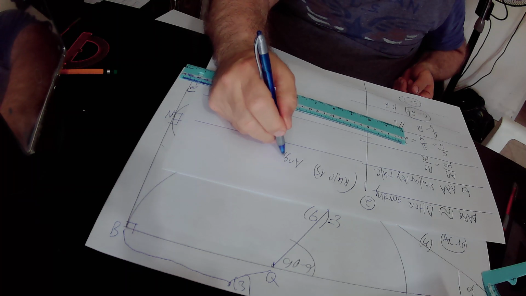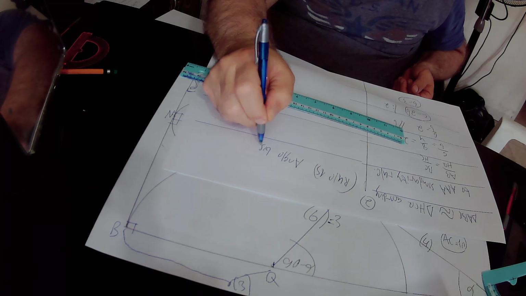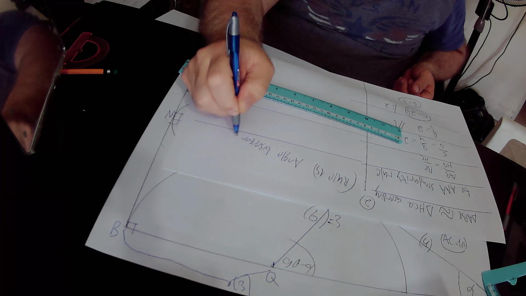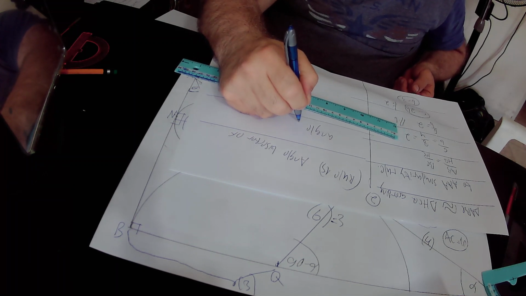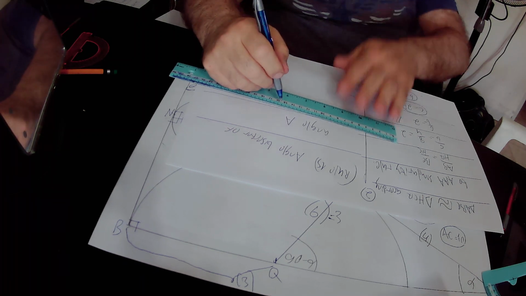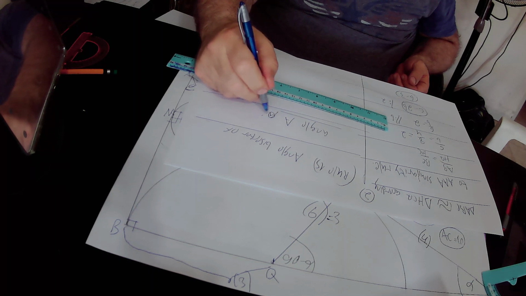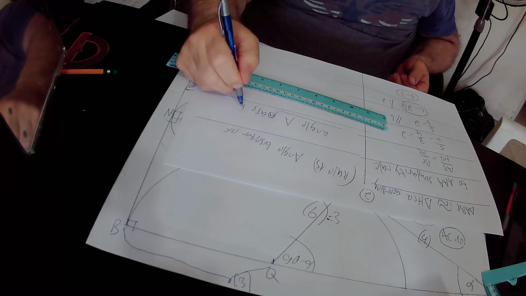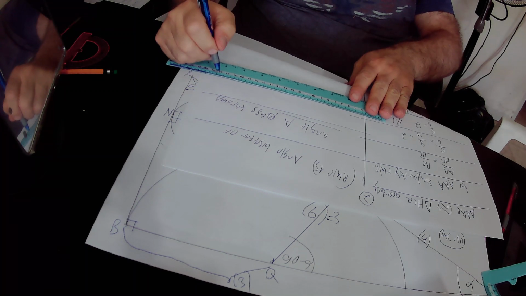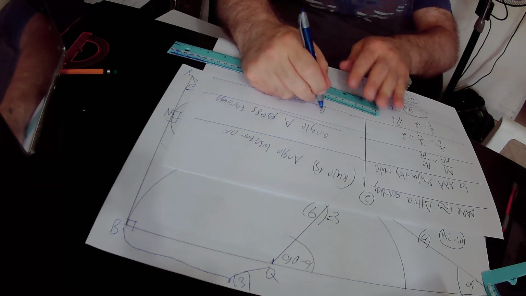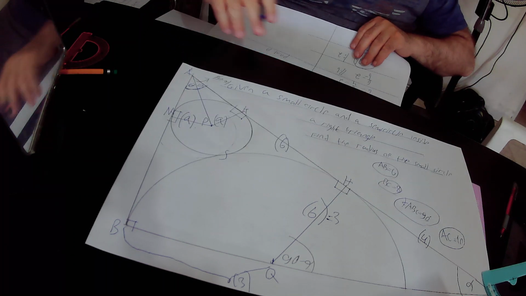angle bisector of angle A passes through point P, that is the center of this small circle.